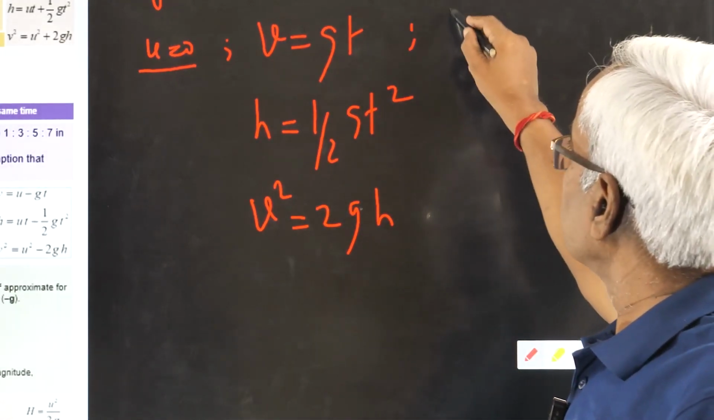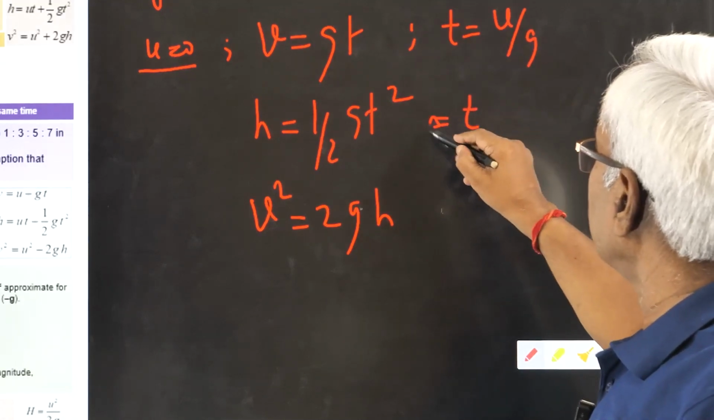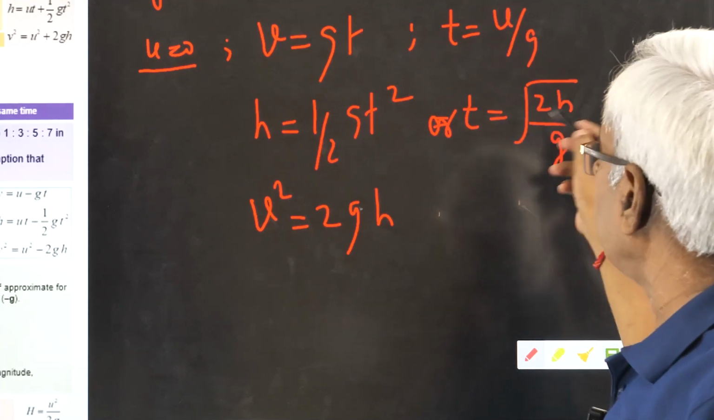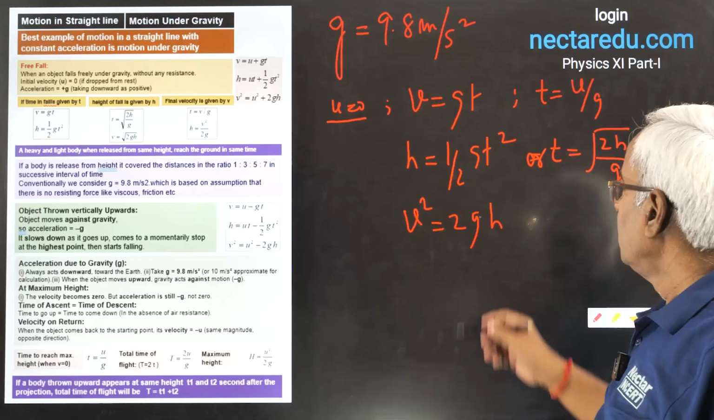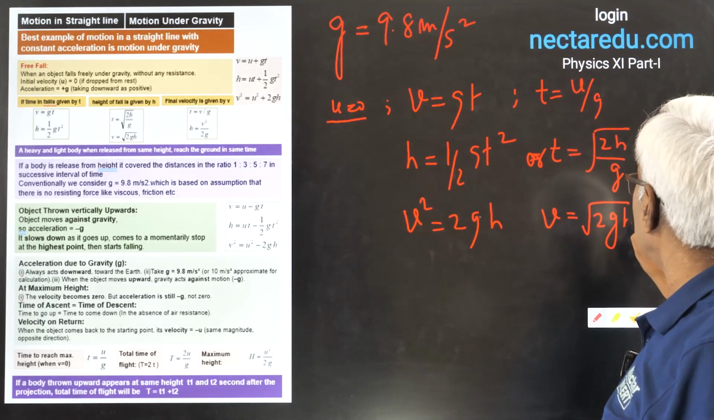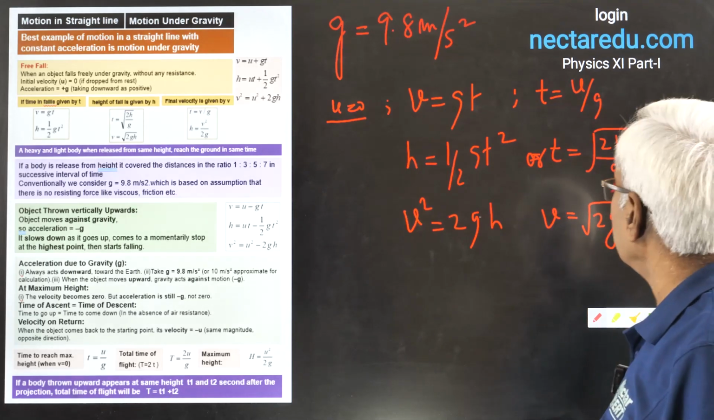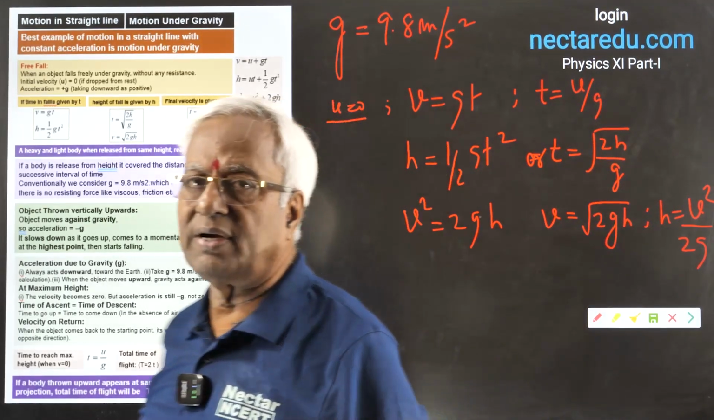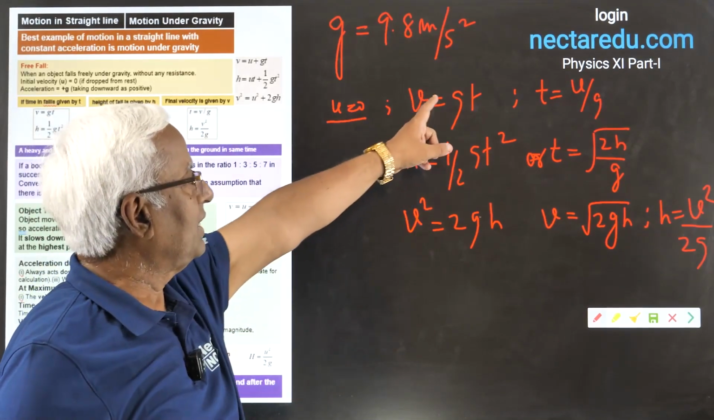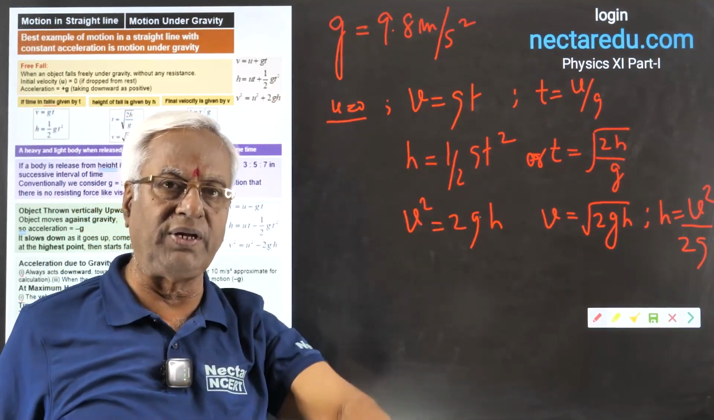This gives you the relation t equal to v upon g. This also gives t equal to root 2h upon g, the value of time in terms of height. Then v equal to root 2gh. Also we get another form, h equal to v square upon 2g. We get different values, but here one condition is already imposed, that u was taken 0. This is the case for the body falling freely.